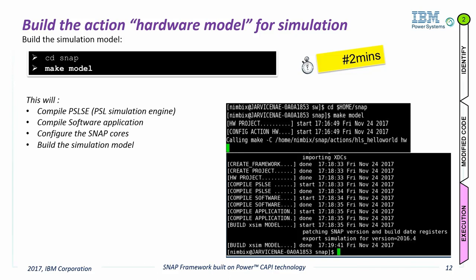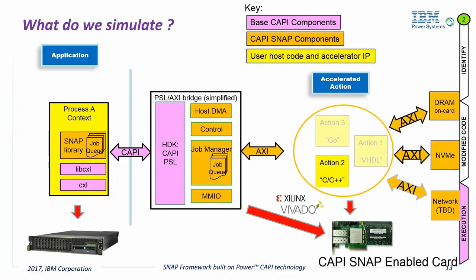This takes a minute or so. If the model is built successfully, you get a done on the last line. It may be good to just highlight what we are simulating. Your action code is in the circle on the right, and we need to simulate its execution with the application which is executed in the CPU on the left.